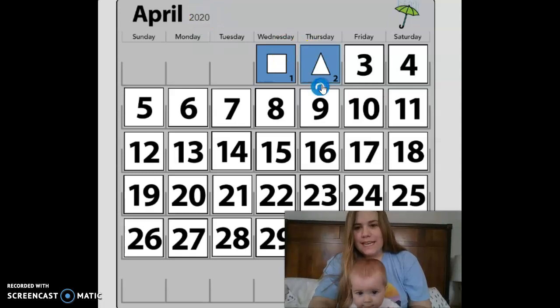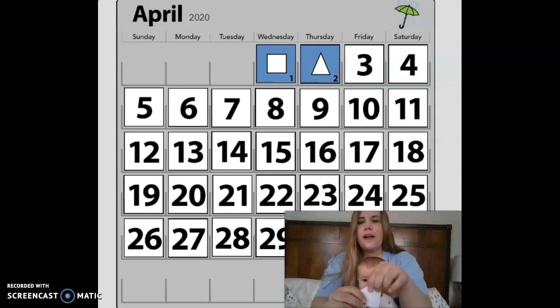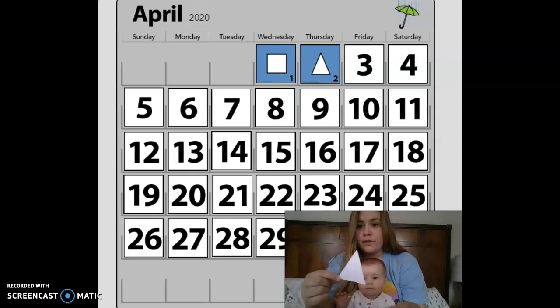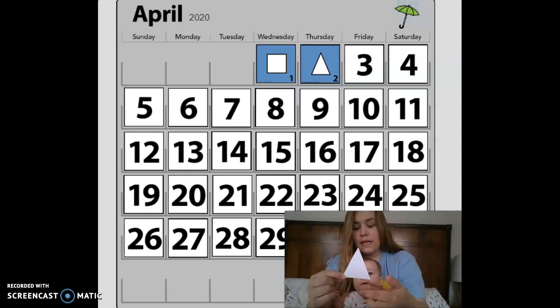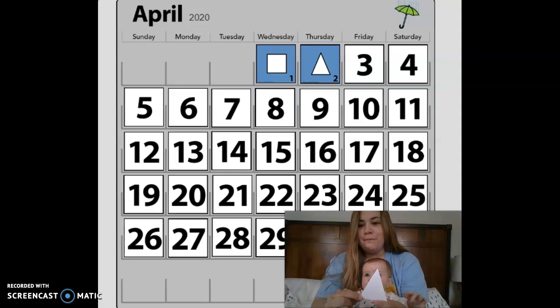Let's see what we get today. We have a triangle. Here's a triangle right here. Now remember, we're talking about if it is symmetrical. Remember, symmetrical means if we fold it, is it going to be the same on both sides?